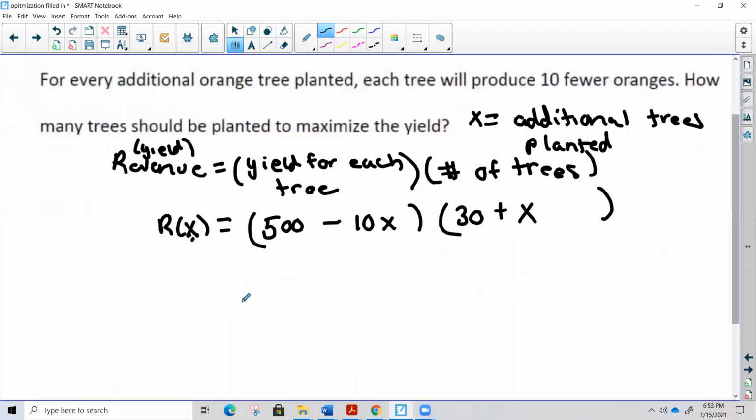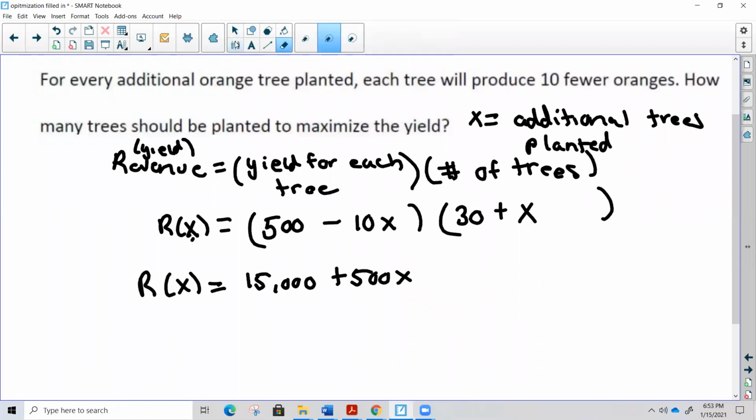So we want to maximize it, which means we need to take the derivative and set it equal to 0. So I'm going to again multiply this out. You could do product rule. It's whichever one you're more comfortable with. So I'm going to do 500 times 30, which is 15,000, and then 500 times X, which is 500X. Then my inner negative 10X, times 30, which is negative 300X, and then negative 10X times X, which is negative 10X squared.